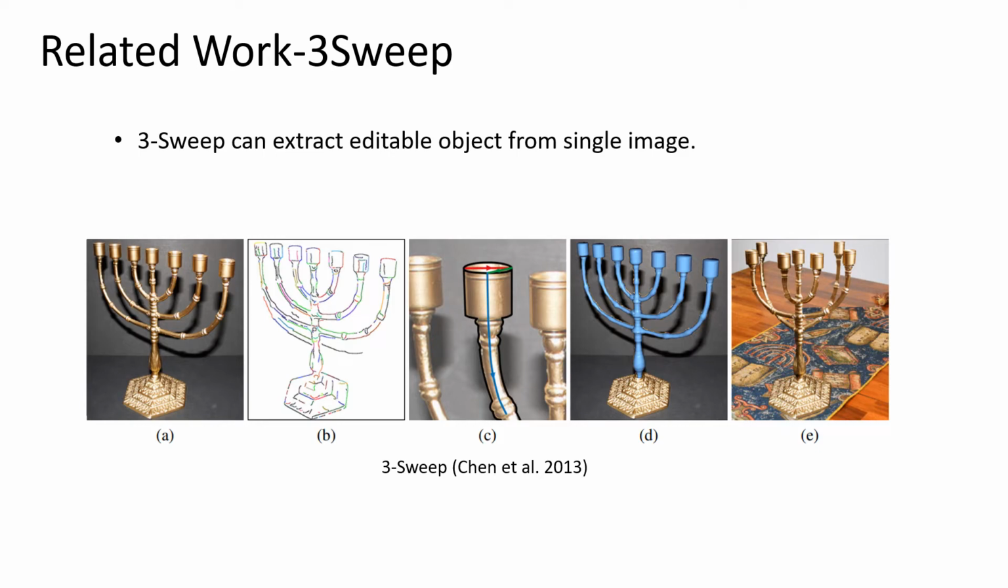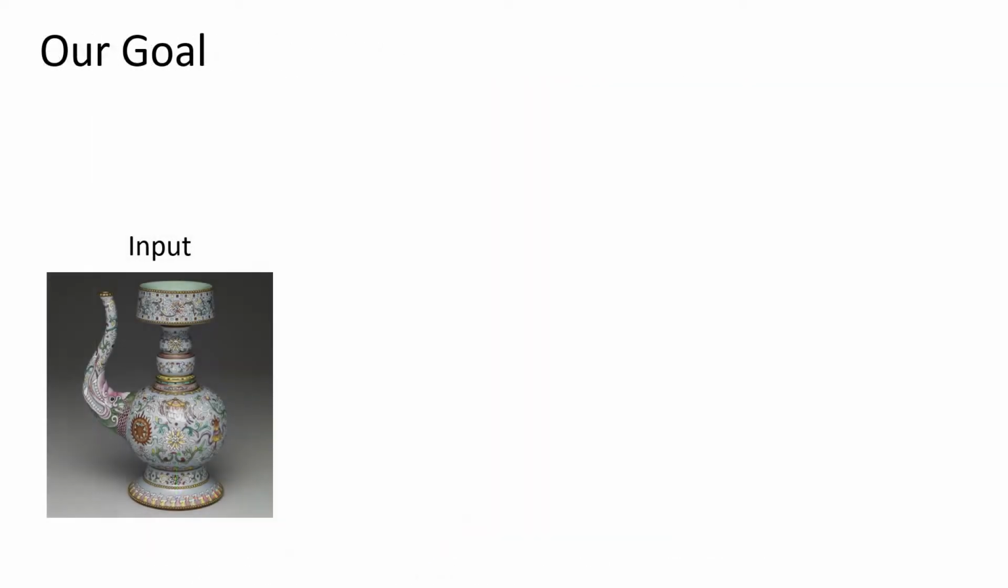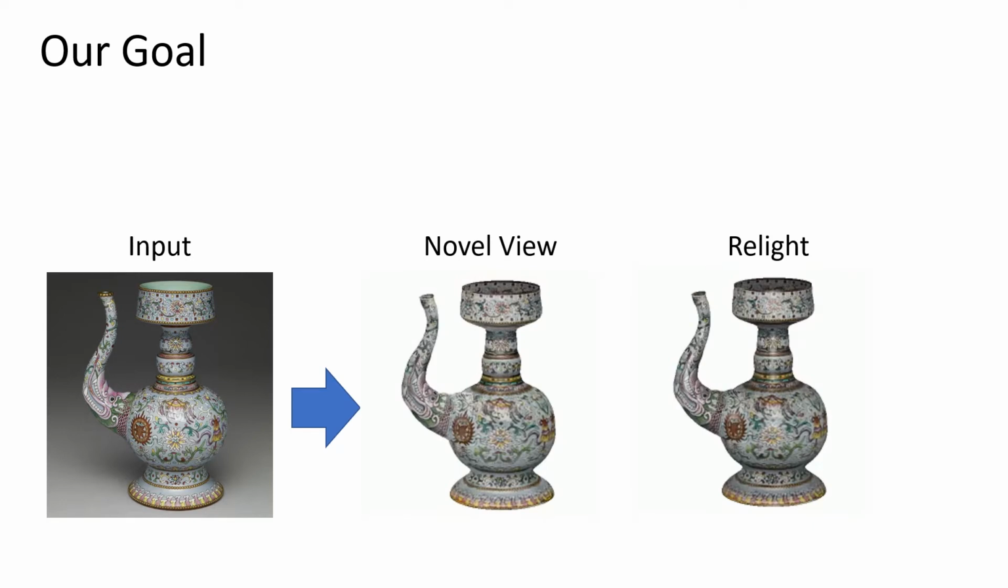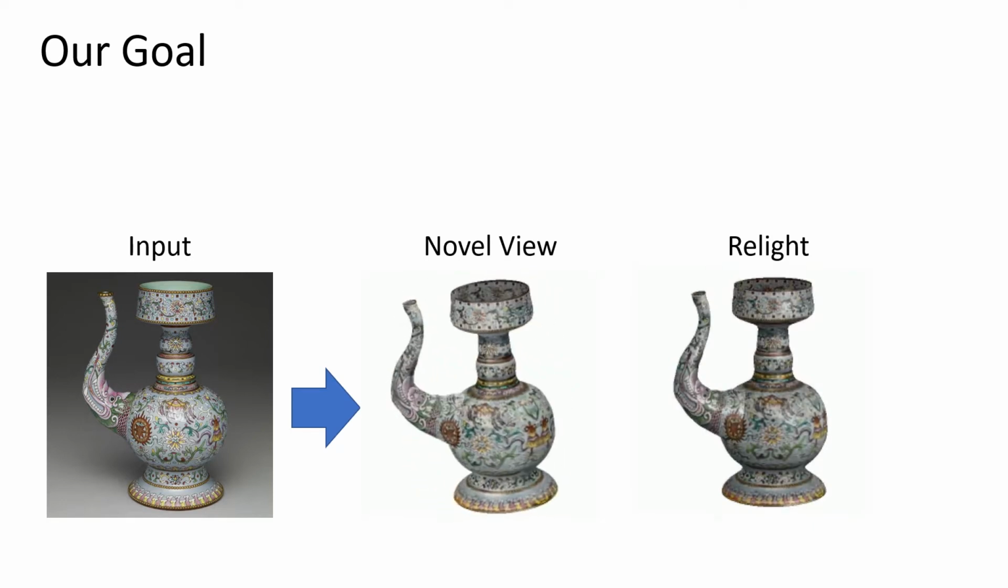3-Sweep presented an interactive technique to extract editable objects from a single image. 3-Sweep can easily model man-made objects from a single image using their interactive tool. However, 3-Sweep can't handle the lighting condition and texture of the object. In our research, we adopt ideas from RADAR and 3-Sweep. We present a novel method that can re-render more complex revolutionary objects from single images.